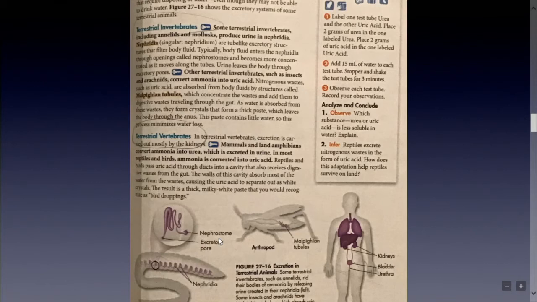So do you see how it works? Body fluid comes in the nephrostome and then works its way through the tubes. And as it's working its way through the tubes, it's just collecting more and more and more urea. So it's becoming more concentrated.